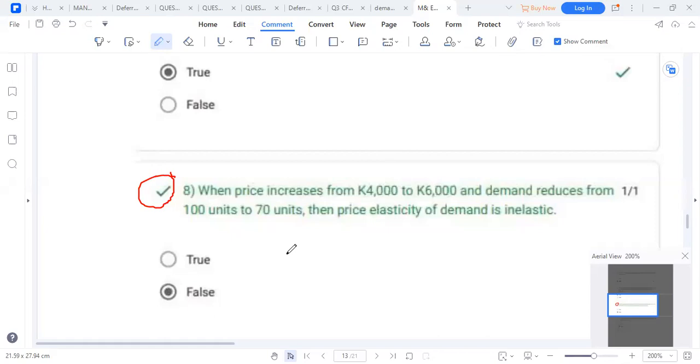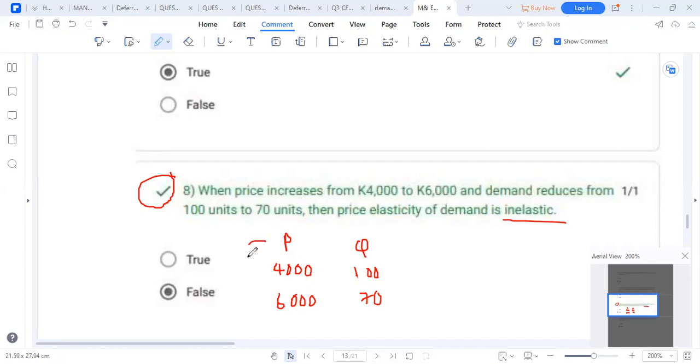So when price increases from 4,000 to 6,000. Our initial price was 4,000. Then the next price was what? 6,000. What happened? The quantity decreased from 100 to 70 units. So here you need to know whether demand is elastic or inelastic. But more than that, you need first to account for the value.